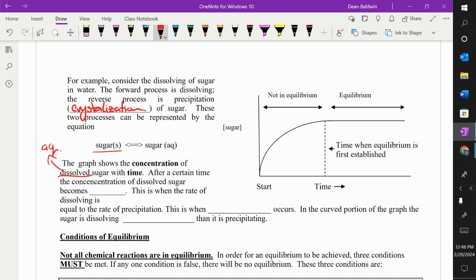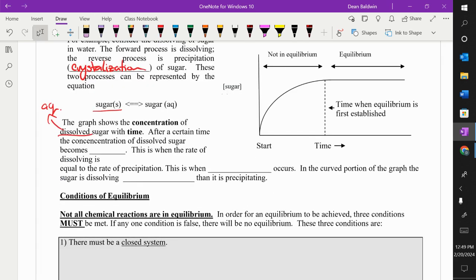Then, as the reaction proceeds, it's going to be a high rate. Why is it a high rate? Because you have high concentration of this, right? So you have a high rate, and then the amount of aqueous solution starts to increase really quickly, and then it starts to level off. When it becomes constant, that's your equilibrium point. Okay? So the dissolved sugar concentration will become constant.